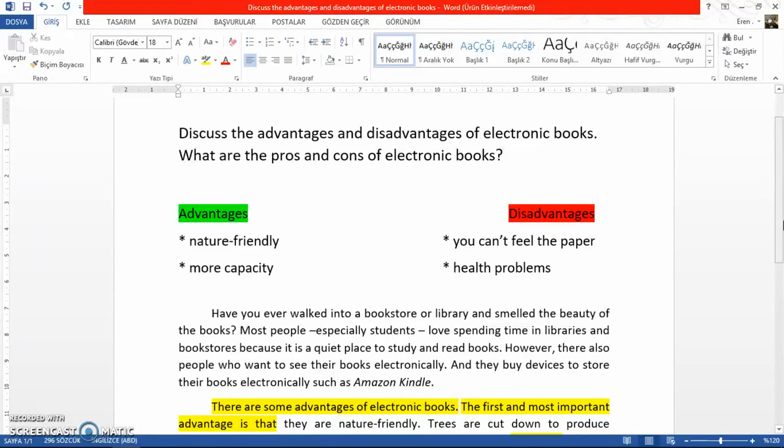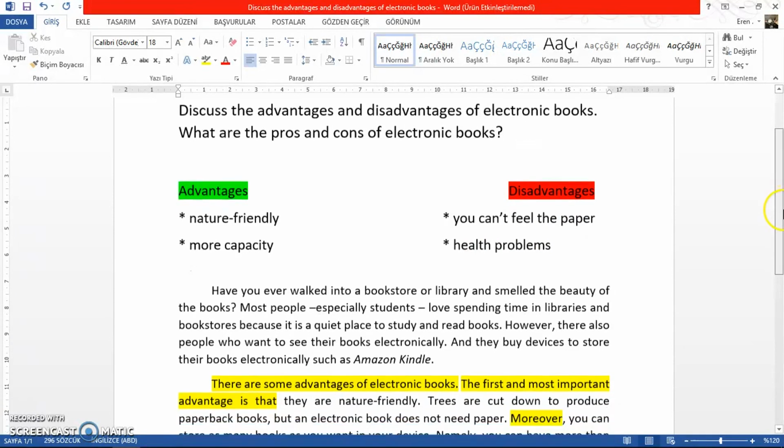Okay, so in an advantage and disadvantage essay we have to talk about both advantages and disadvantages. So before writing your essay you have to think about the advantages and disadvantages in advance. These are my ideas, by the way. I thought about it, and then I found two advantages and two disadvantages for this topic. I said nature friendliness and having more capacity are the advantages, and the idea of not feeling the paper and the health problems are the disadvantages. So these are my ideas.